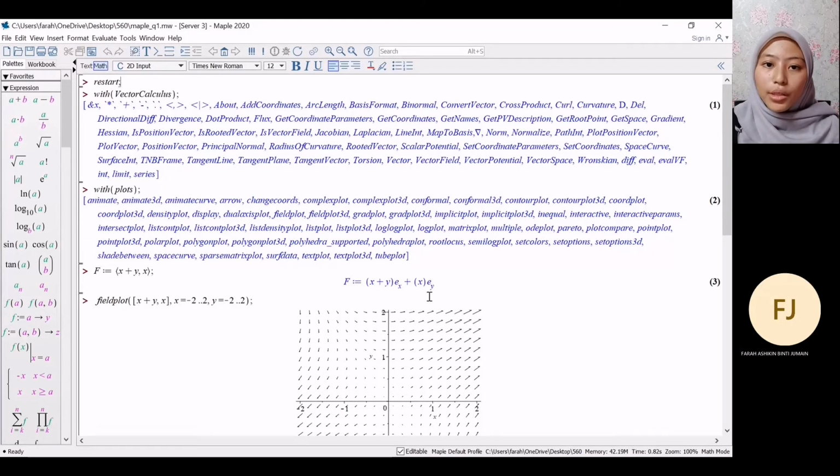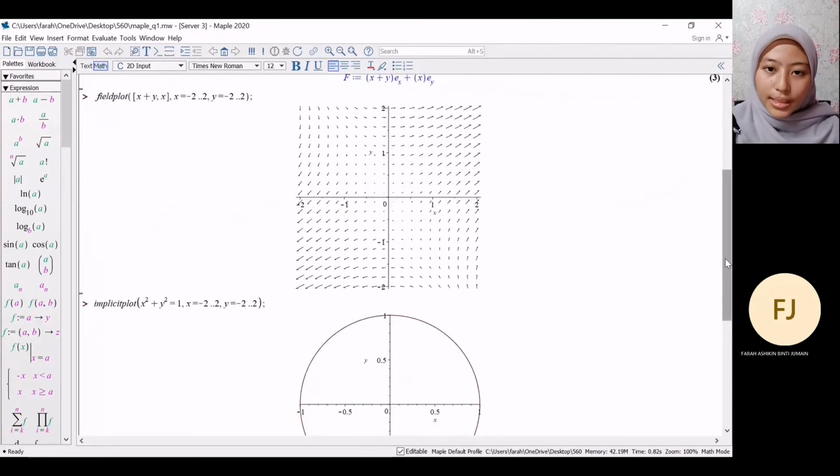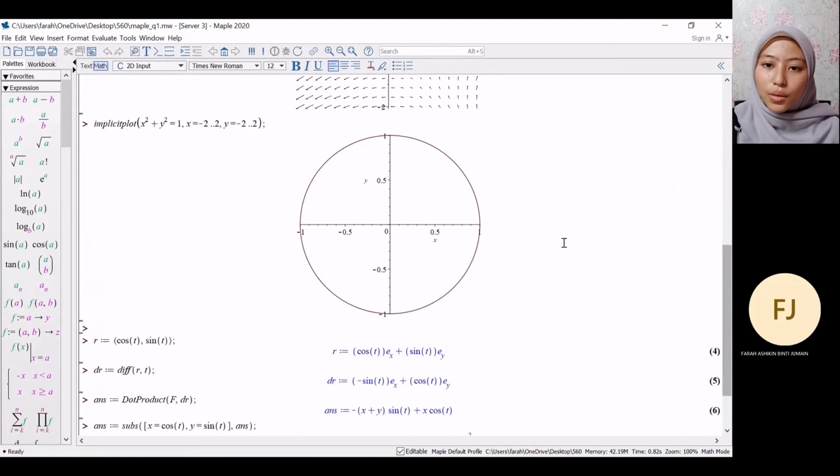And then field plot is used to show the flux movement. Here is the flux movement. The implicit plot is to graph this upper semicircle, which is x squared plus y squared equals 1. Here is the graph of the semicircle for this question.